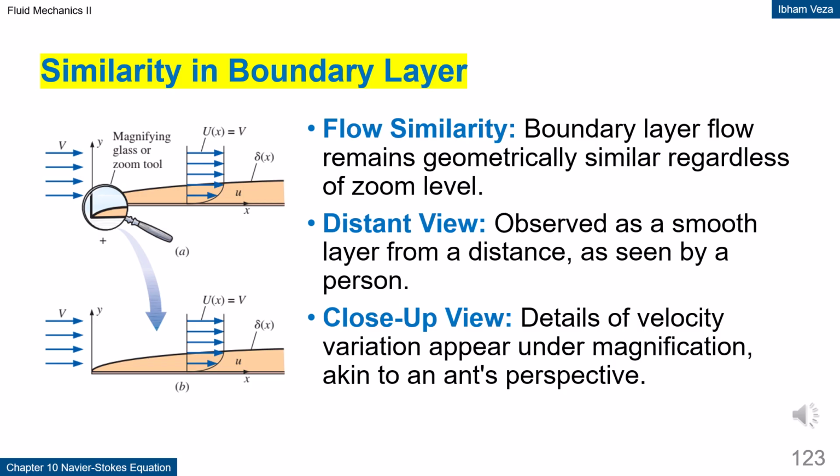Similarity in boundary layer. Boundary layer flow exhibits geometric similarity, meaning the shape of the velocity profile remains similar even when the scale changes. From a distant view, the layer appears as a smooth, thin film over the surface. However, when observed closely, the velocity variation inside the layer becomes very clear. This concept helps explain why a single solution can represent many flow conditions. This is the basis for using similarity variables in boundary layer theory.